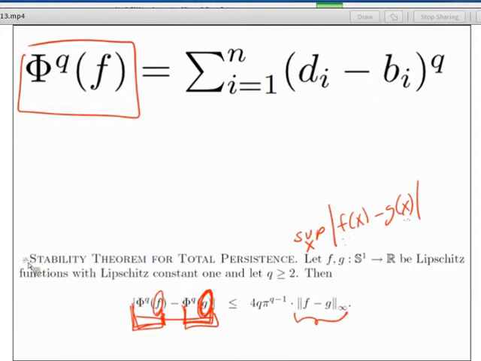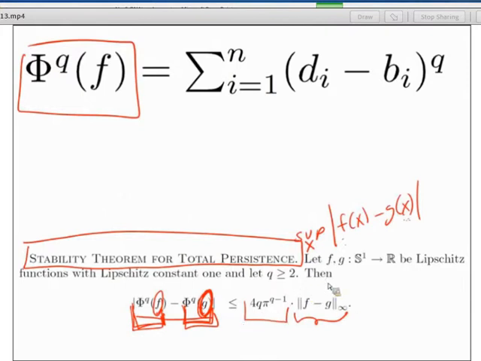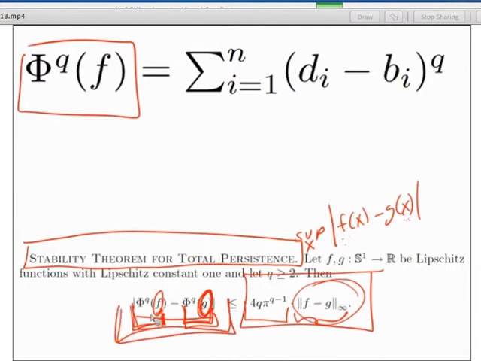Well, we have a stability theorem for this total persistence. This is just some constant for a fixed q. If this is very small, then some constant times a small number is still small, and so even if we change our function a little bit, we'll still get the same result. I don't want something where if I change my function slightly, all of a sudden it was periodic, but now after the slight change it's not periodic, or vice versa. And so these stability theorems are quite important. Otherwise, the results would not be valid.